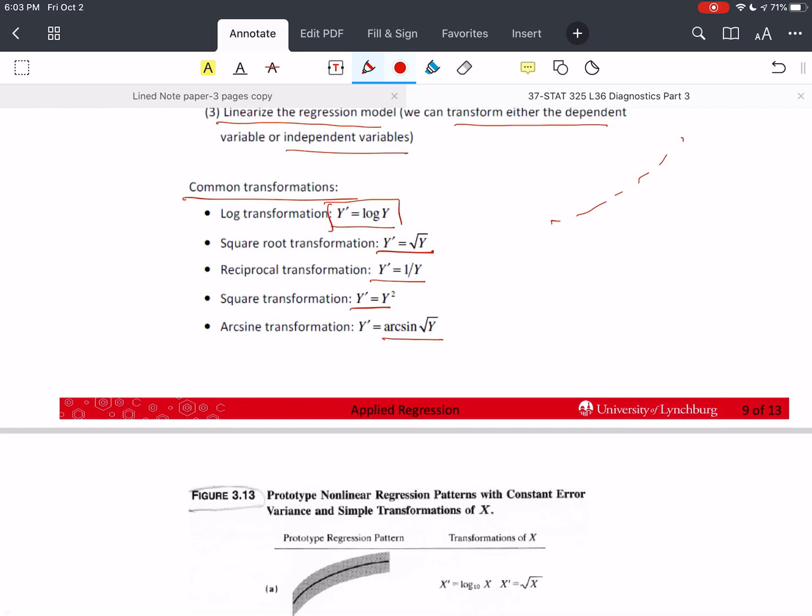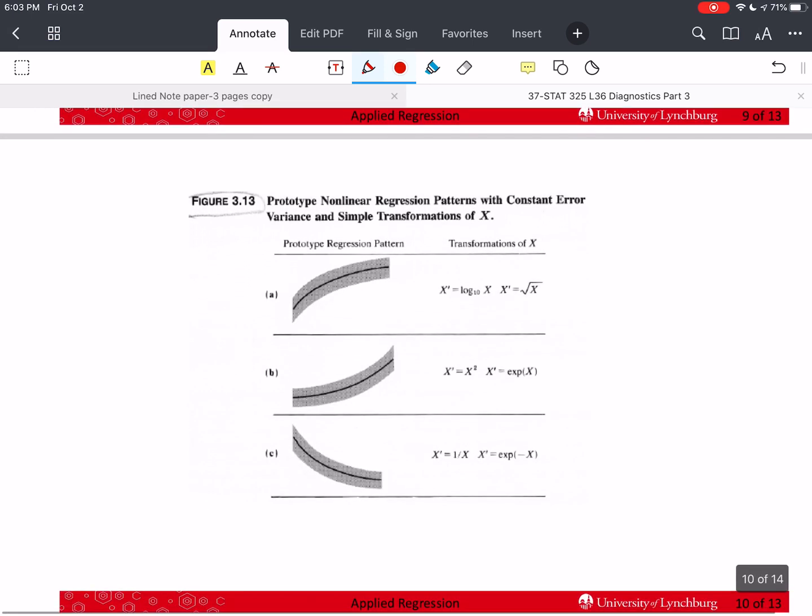All right. So now let's take a look at these nonlinear regression patterns with a constant error variance and simple transformations, what we call simple transformations of X. So here we have this as a prototype regression pattern. If our pattern looks like this, we may take the log of X. I had you take the inverse log of Y, but it may have been better for us to have taken the log of X or the square root of X. And so that may have been a better transformation for our project than what we did.